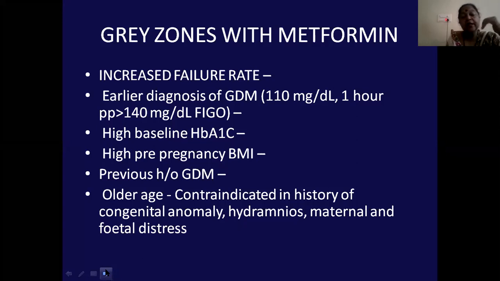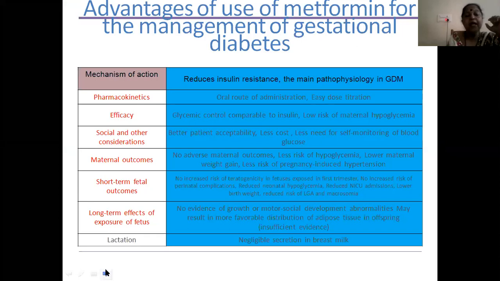Older age also favors insulin, and so does a history of any congenital anomaly. If there is polyhydramnios, in this woman we need better control. In those patients, definitely we use insulin. So it is up to you, up to the patient rather, and the conditions. If there are advantages, then these are the disadvantages. You should know the advantages.